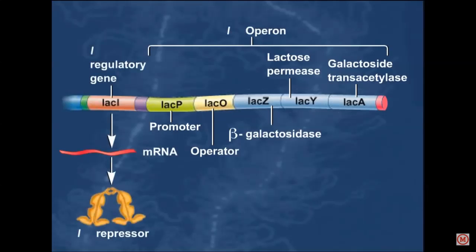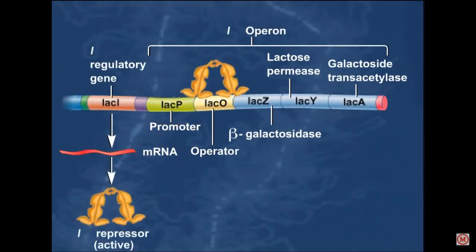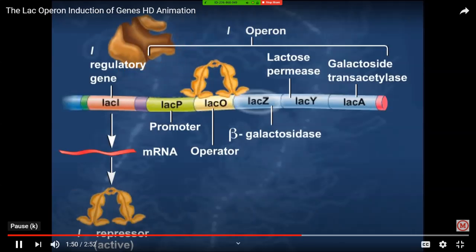In the absence of lactose inside the cell, the LAC repressor protein is active. In its active state, the LAC repressor recognizes and binds to the LAC operator site. When the LAC repressor is bound to the LAC operator site, RNA polymerase is prohibited from recognizing the LAC promoter, and the LAC-Z, LAC-Y, and LAC-A genes are not transcribed.